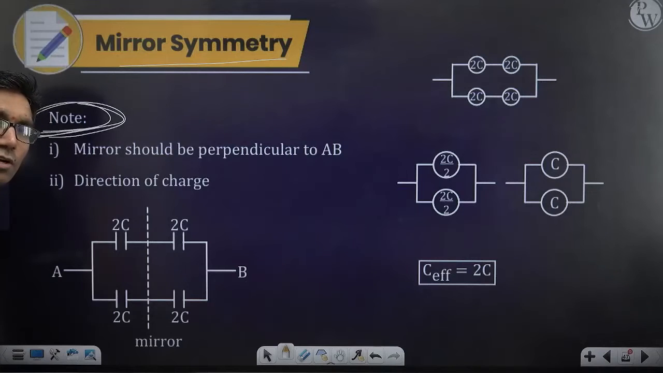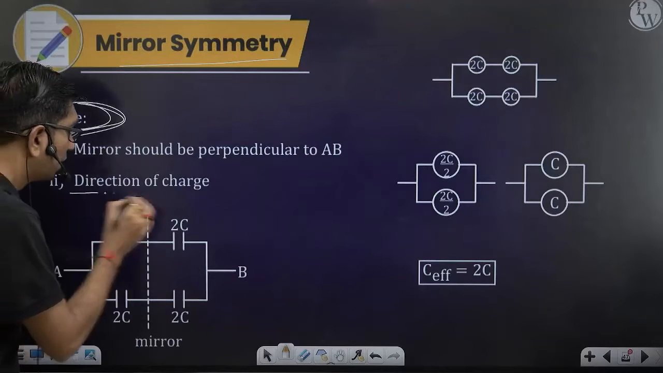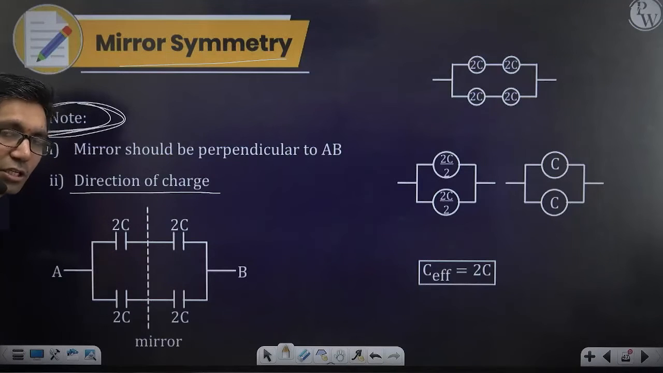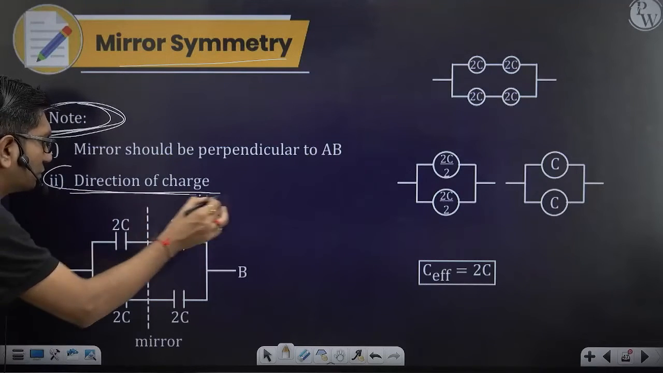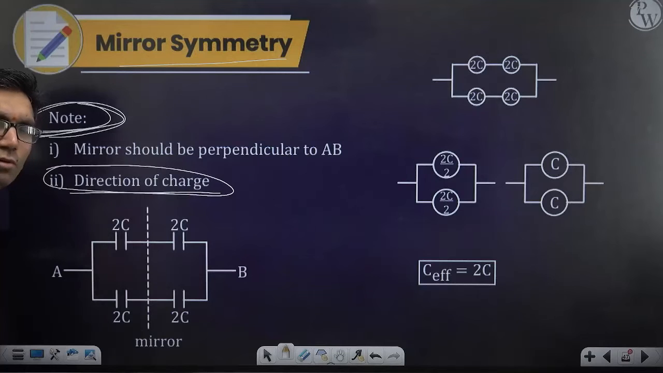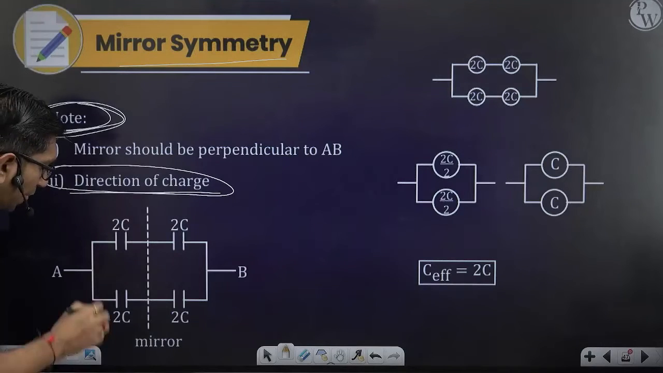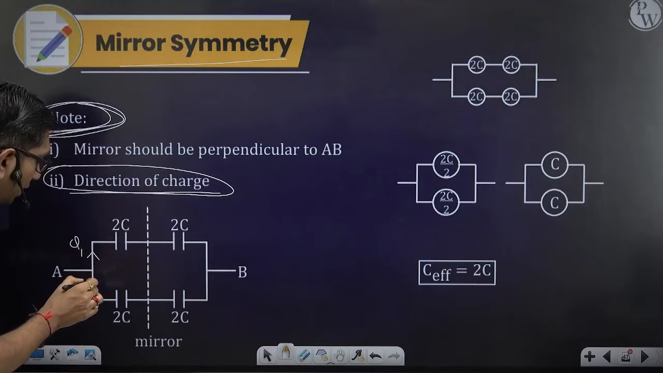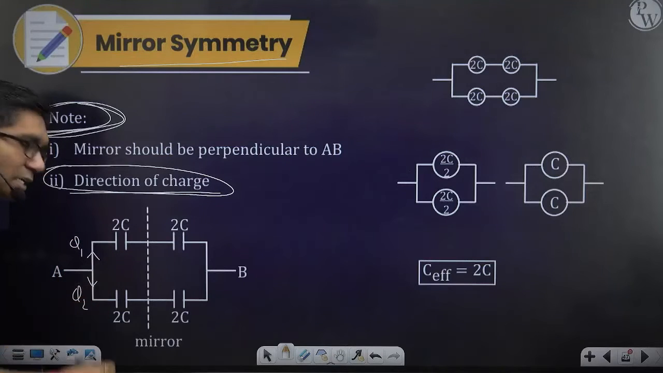the next point you have to do is the direction of charge. Next, draw the direction of charge. Most of the students will forget this one. If you forget this one, you are unable to solve the numerical then. Now, here the charge Q1 is going in this direction and Q2 is a charge going in this direction.